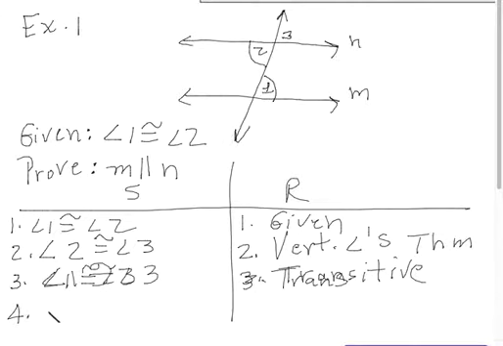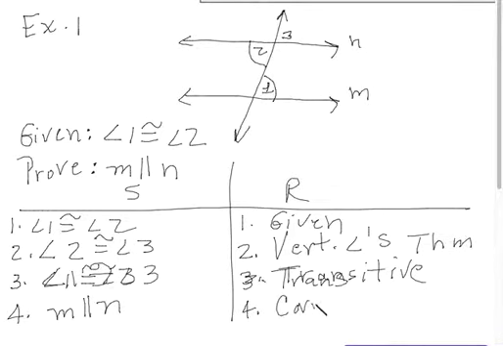Okay, so then I'm going to say, well, line M is parallel to line N. How can I say that? Think about the one postulate we do have. What's the relationship between angle 1 and 3? They're corresponding. And we have a postulate here we can use, right?